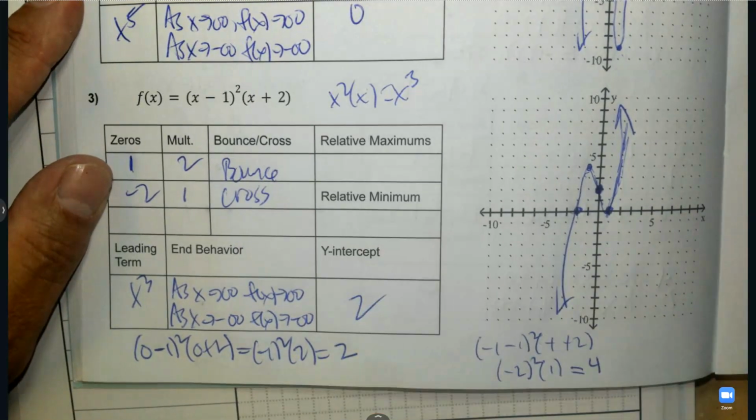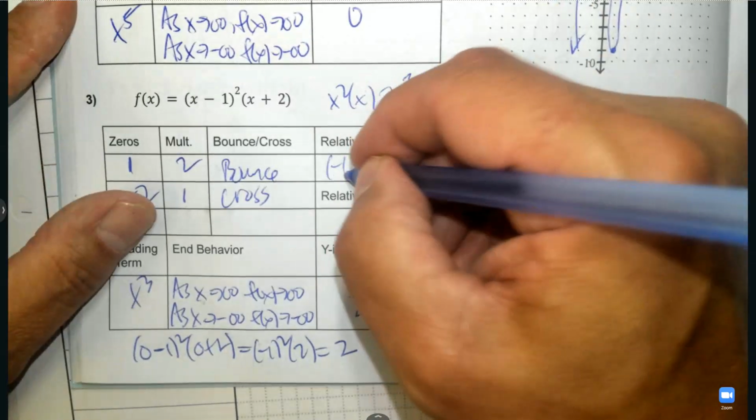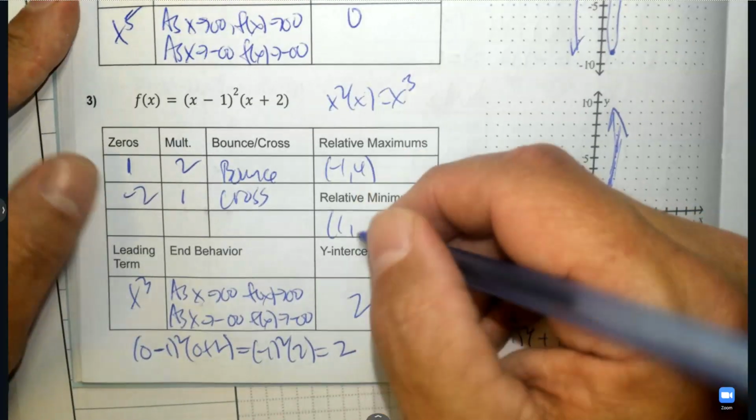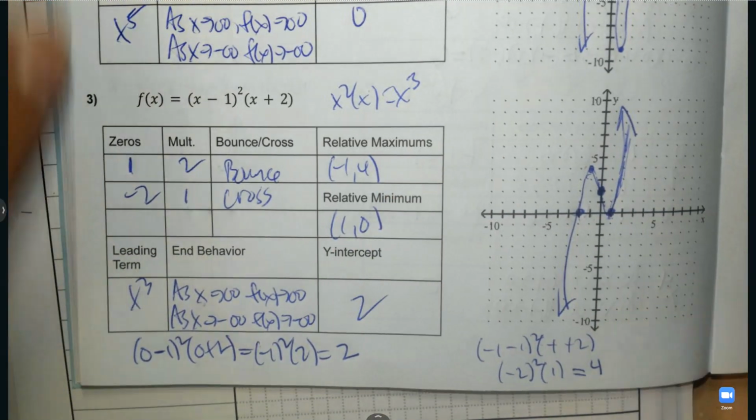So again, the y-intercept's at 2. The maximum is at negative 1 and 4. We have a minimum at 1 and 0. And that's it. All right, 3 more to practice.